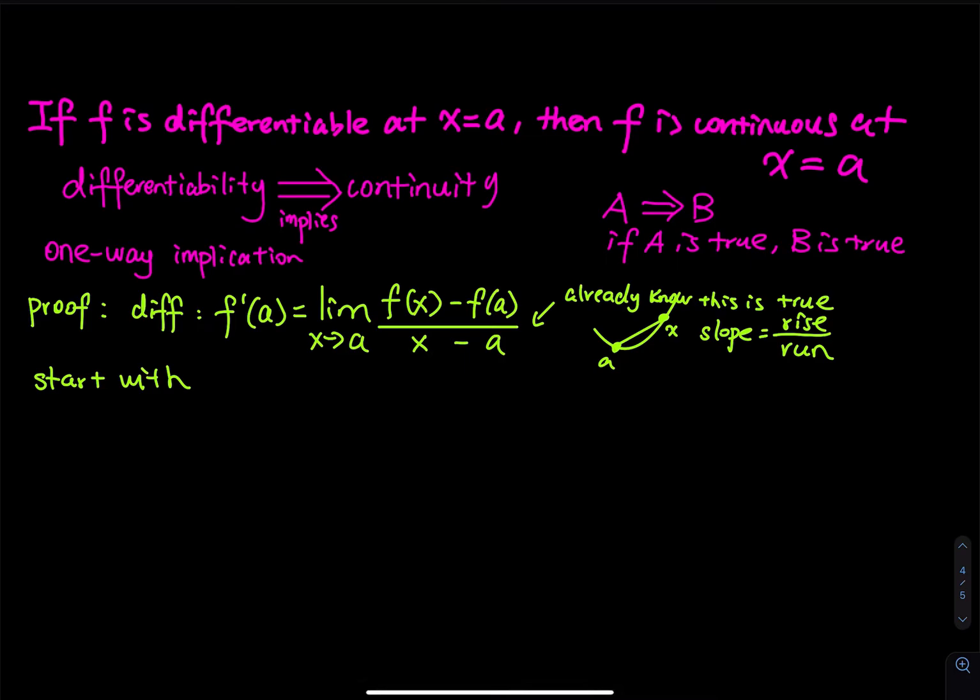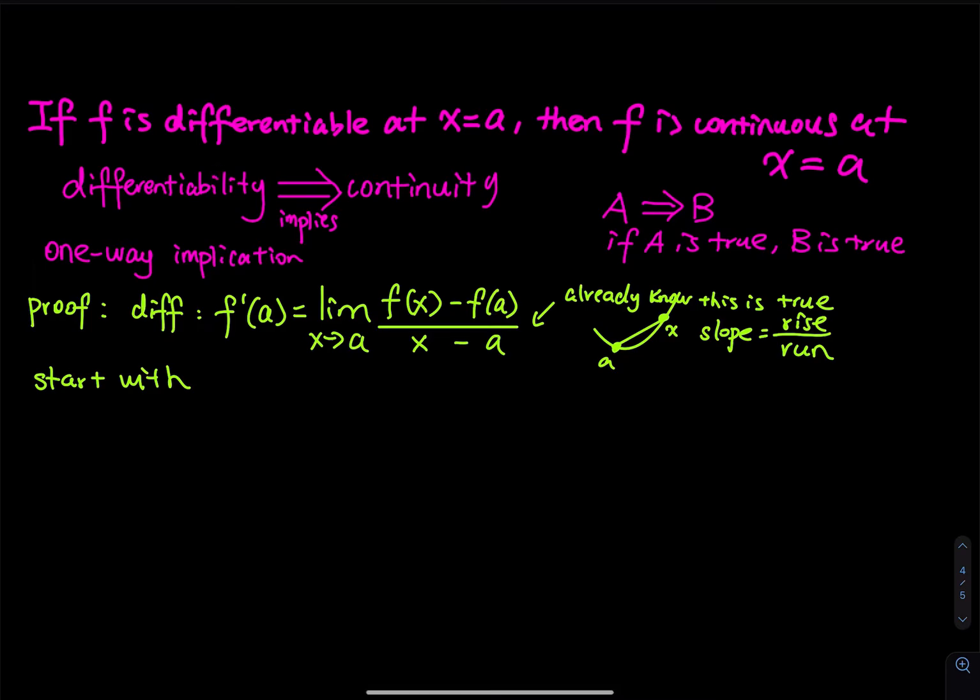This is called a one-way implication. Differentiability implies continuity. The reason I call this one way is because it goes from one step to another step, but you cannot go back. That means if you know continuity, that doesn't guarantee differentiability. Once again, this is a one-way implication. Differentiability implies continuity, but you cannot say continuity implies differentiability.